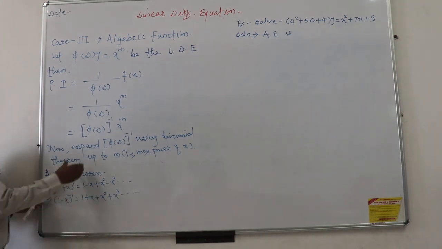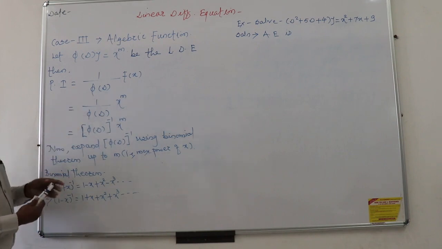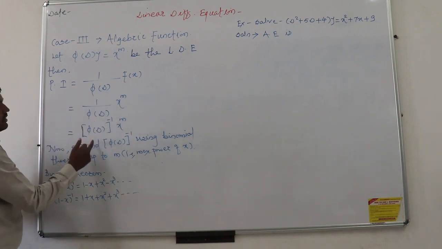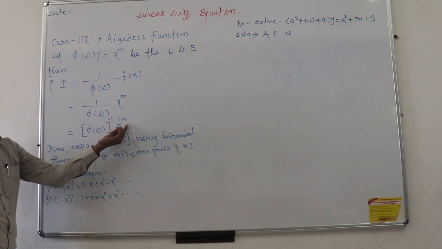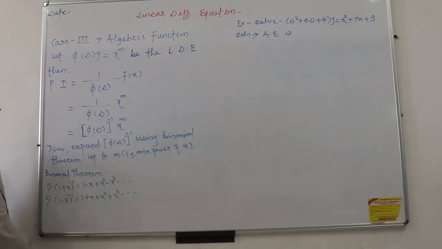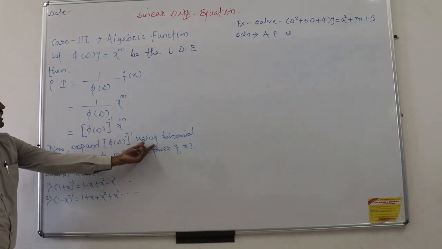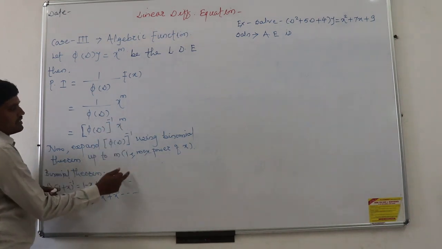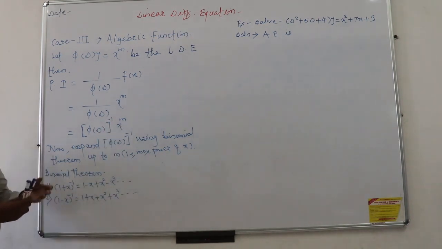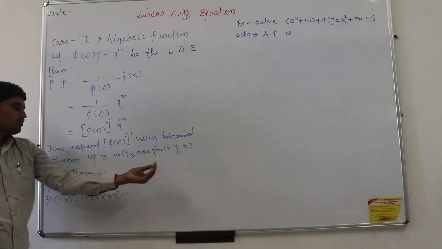Now to simplify it, first write phi of D in the numerator, and when we write it in the numerator, its degree is minus 1. So it is phi of D raised to minus 1 into x raised to m. Now to find the particular integral, expand this phi of D raised to minus 1 using the binomial theorem, and we have to expand it up to m. M means the maximum power of x. If the degree of x is 3, then we have to expand it up to x cube.